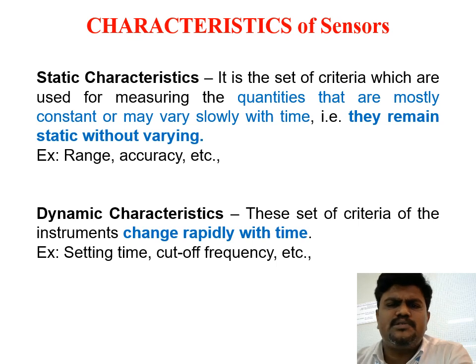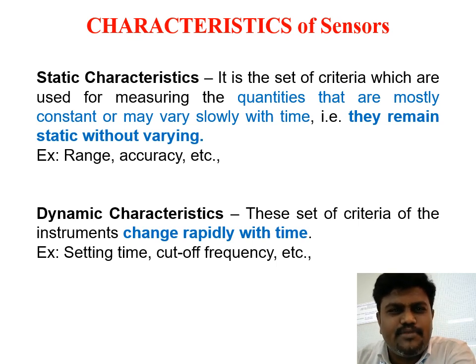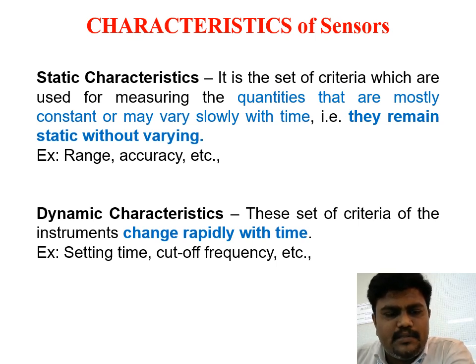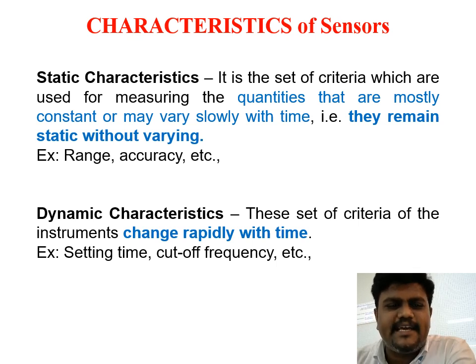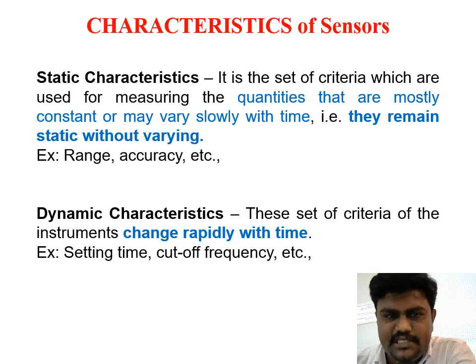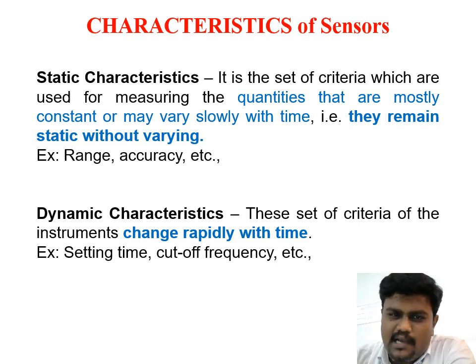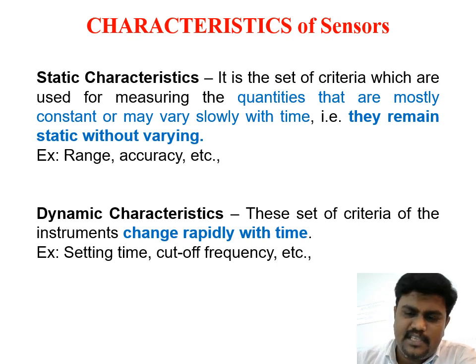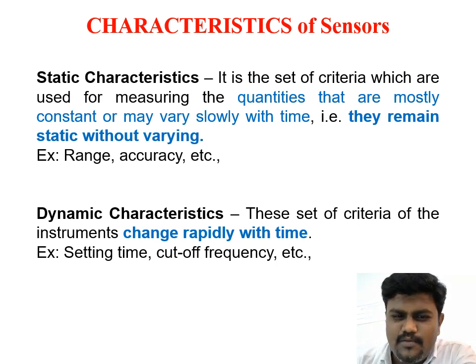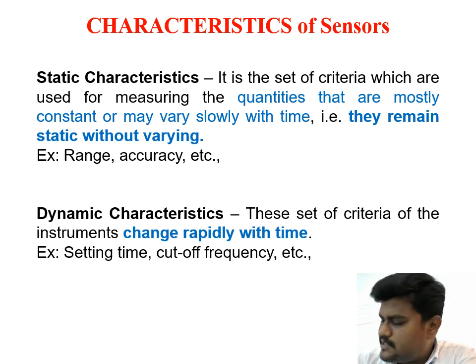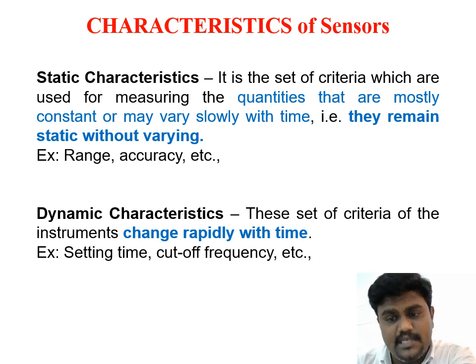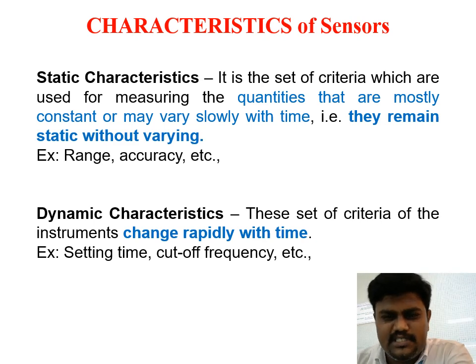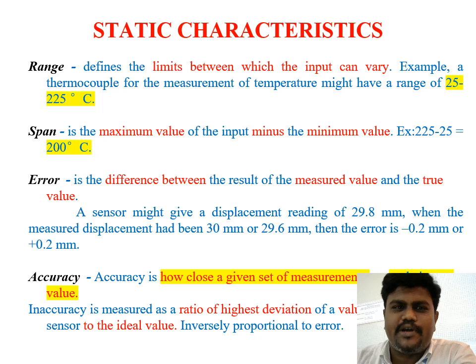Then let's move on to the characteristics of a sensor. What are the characteristics to be followed? This is all about static and dynamic characteristics of a sensor or a transducer. As the name indicates, static characteristics talk about non-changing things like accuracy or range, whereas dynamic characteristics are about settling time or cutoff frequency, which tend to change with respect to time, right?